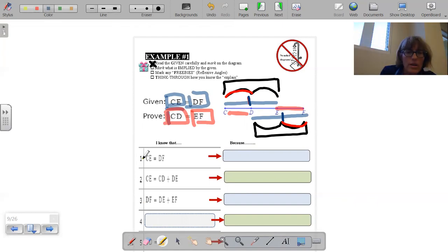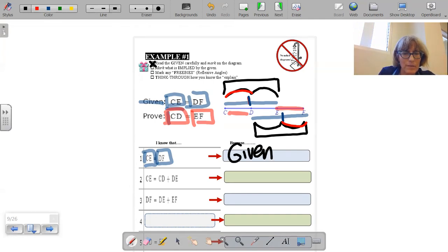Step 1. CE and DF are equal. How do I know that? It's given. This one, you are told that CE, ready? Let's come up here, trace it. CE equals CD and DE.